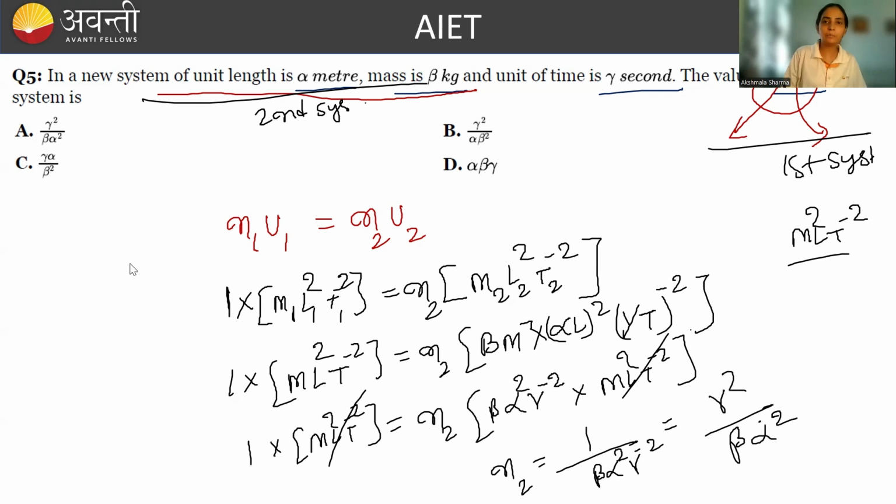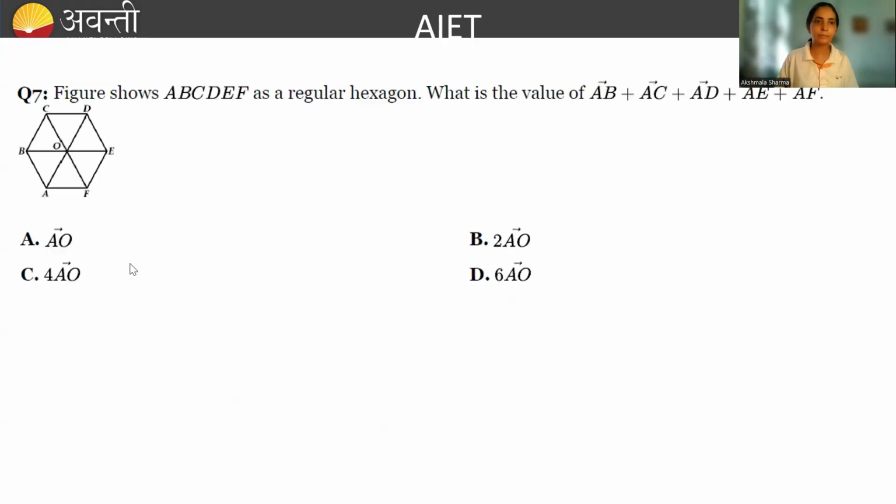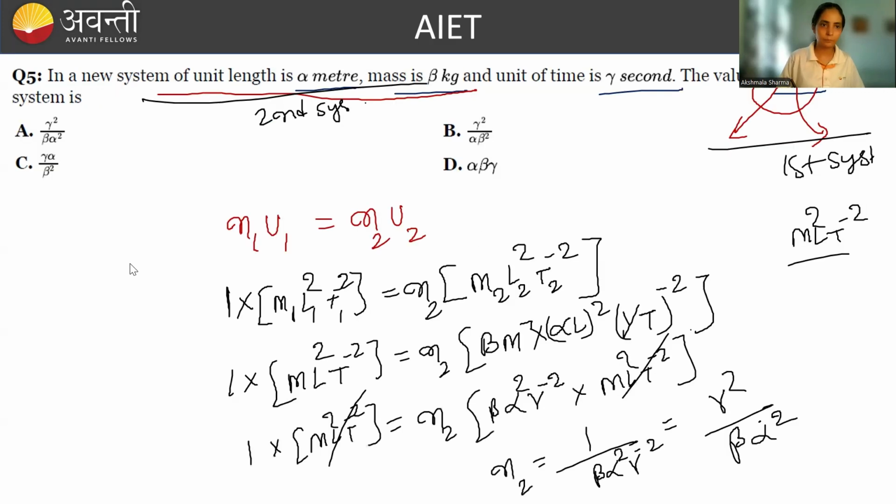So in this unit, the value of 1 joule is how much? Gamma square by beta into alpha square. Okay? So the correct answer will be what? The correct answer will be A. That's not mentioned here. Okay? The correct answer is here A.